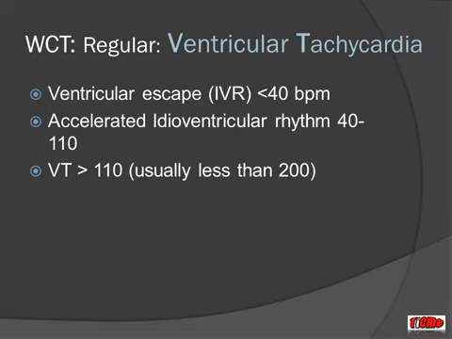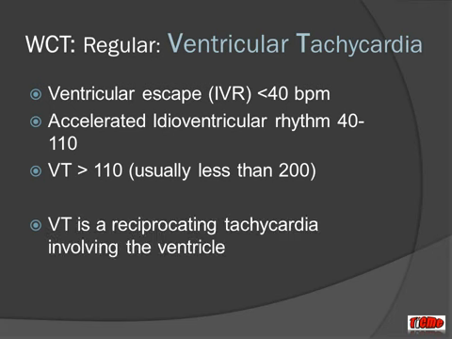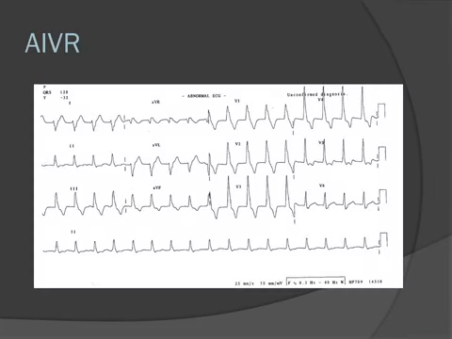Now, it's uncommon for VT to go much faster than about 200. VT is almost always a reciprocating tachycardia of the ventricle. Let's have a look at this ECG example of an AIVR. What we have is a regular broad complex tachycardia, and the heart rate is 100.